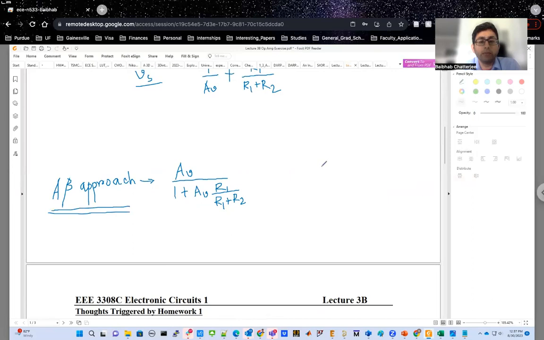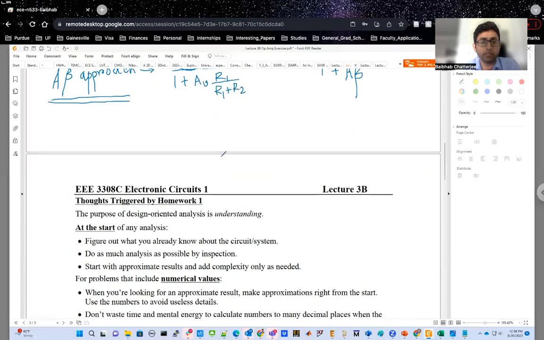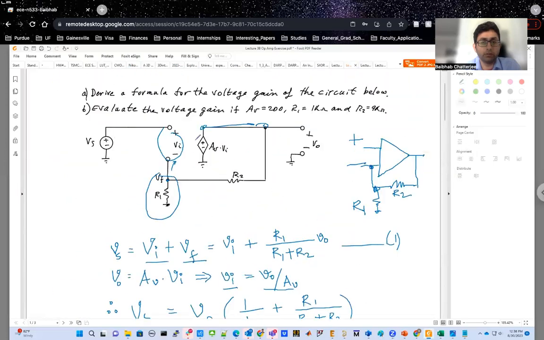And using the A beta approach, you can write down the overall gain as A divided by 1 plus A beta, right? Where A is basically the voltage gain in the feed-forward path, and beta is the gain in the feedback path. So what is the gain in the feed-forward path? This is equal to AV, right? That's the gain of your amplifier.